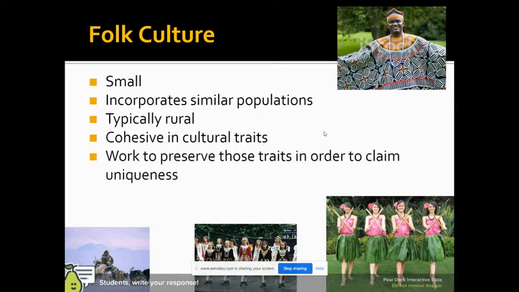It is cohesive, meaning that people try to preserve those traits in order to claim uniqueness. So we think about these as traditional types of food or traditional types of dress or traditional values, and they oftentimes diffuse, when they do diffuse, through relocation diffusion.